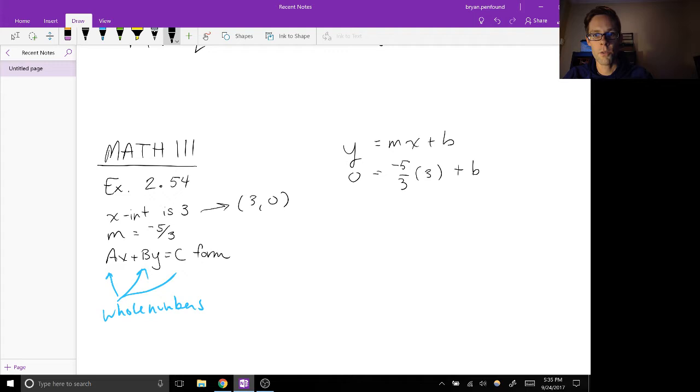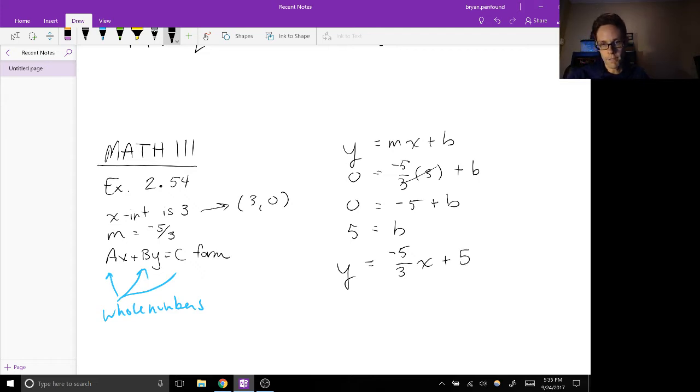Okay, so in this case, 3 divided by 3 gives me 1, and I'm going to be left with -5 plus b over on the right-hand side. My left-hand side is still 0, and adding 5 to both sides gives me b is equal to 5. So I can go back and finish up my mx plus b form. It should be y equals -5/3x plus 5. But I do want to convert this into standard form, ax plus by equals c.